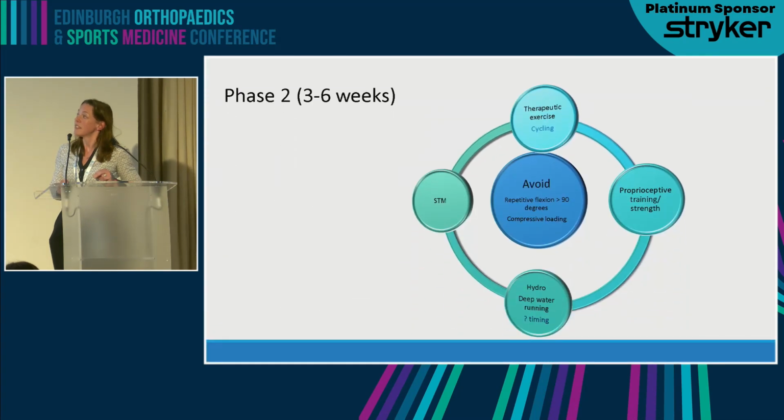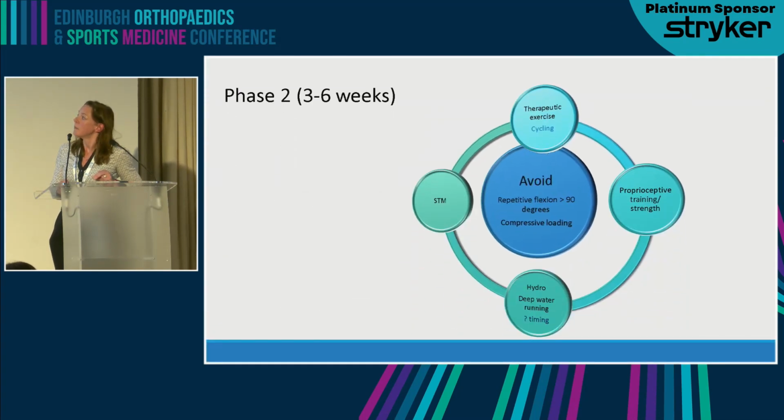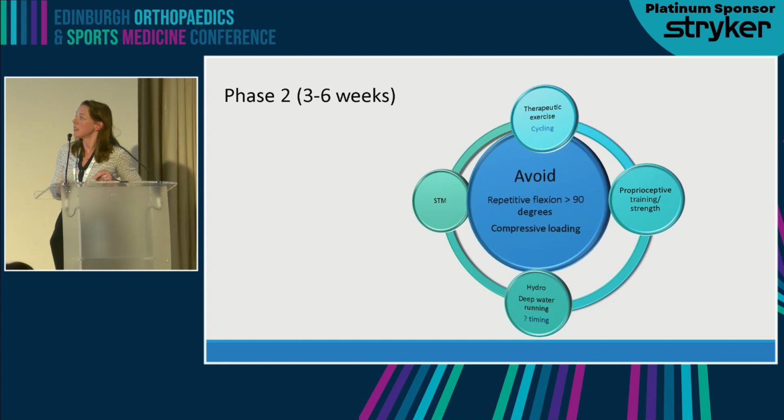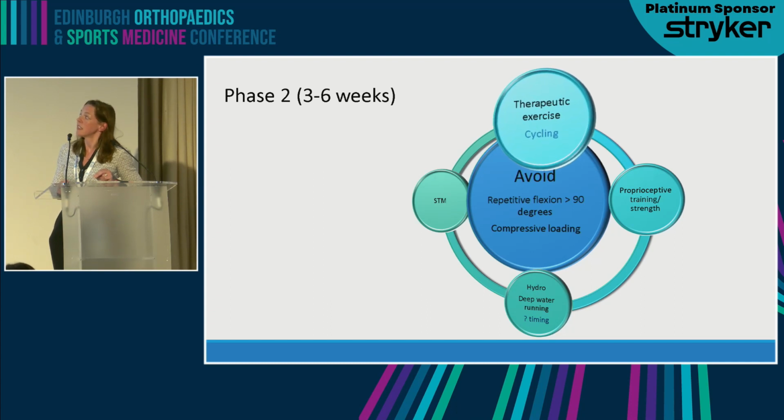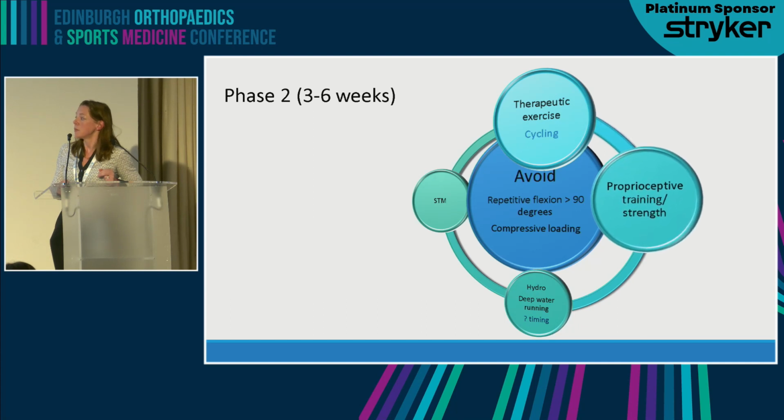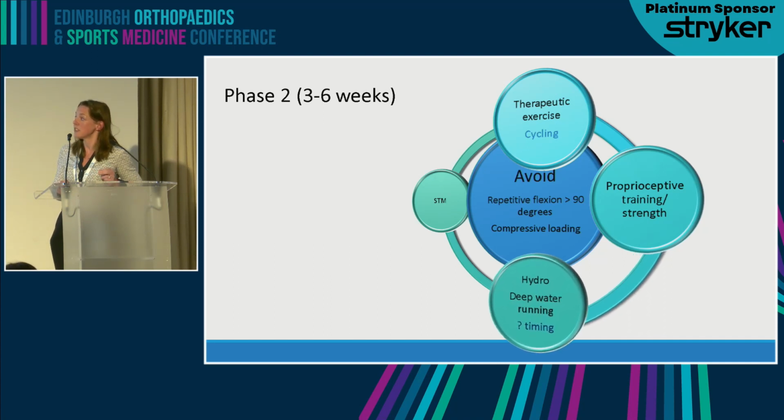So in the next phase, 3 to 6 weeks, again, just avoiding that deep 90 degrees flexion, compression loading, returning to therapeutic exercise. They talk about cycling a little later. Again, we would do it earlier, but it just depends on your patient. Proprioceptive training and strength. Hydro and deep water running. I think for NHS patients, deep water running at that point is a bit early, but again, dependent on your patient. Soft tissue mobilization is really helpful in this phase.